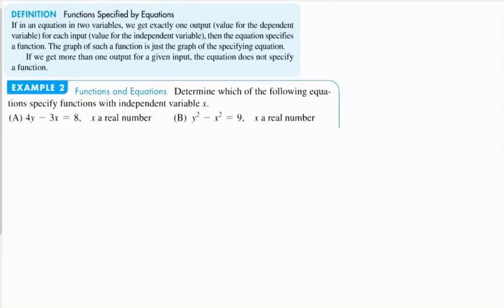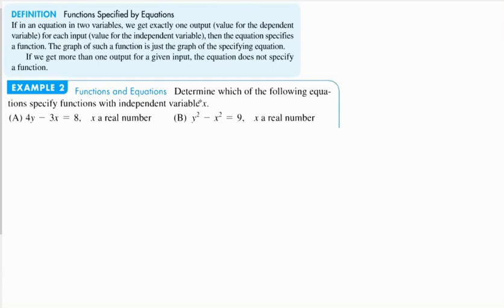If an equation in two variables gets exactly one output value for the dependent variable for each input value, then the equation specifies a function. The graph of such a function is just the graph of the specifying equation. If we get more than one output for a given input, the equation does not specify a function.